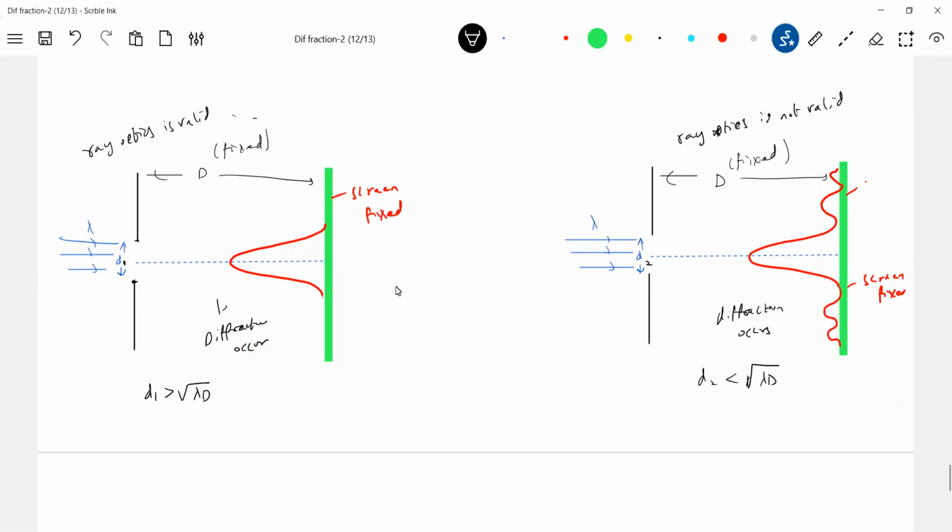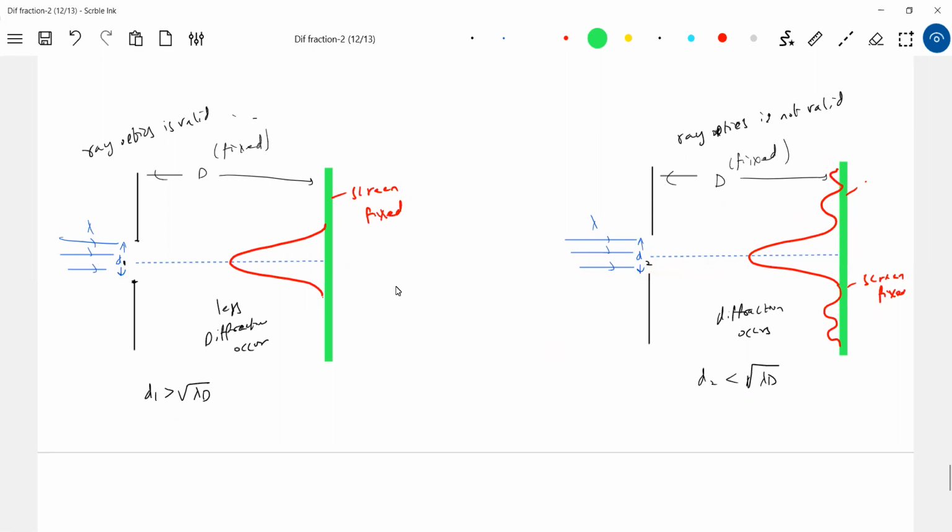So let's write it here. Don't say no diffraction. If there were no diffraction, I should get this, but there is spreading. So when ray optics is to be valid, the width of the slit should be greater than lambda D. If you make the width of the slit greater than lambda by D, then ray optics becomes valid and you get only central maxima on the screen. If you make the width less than that, then we get secondary maxima and minima.